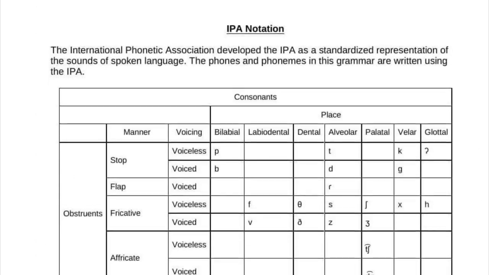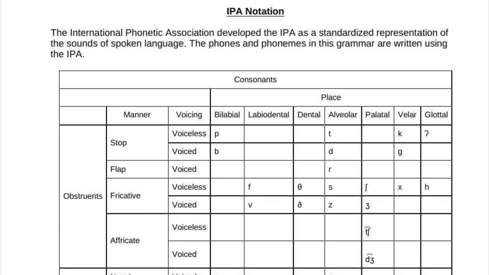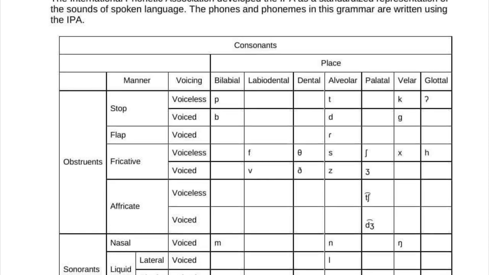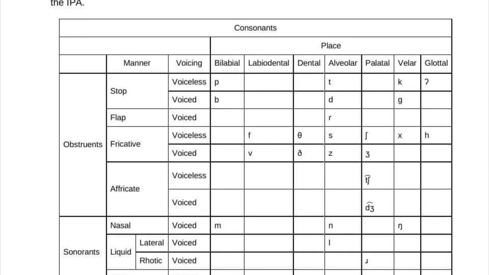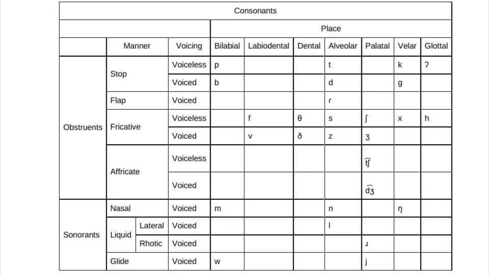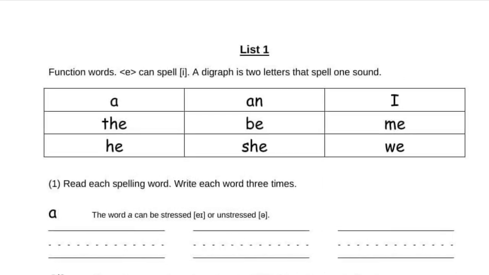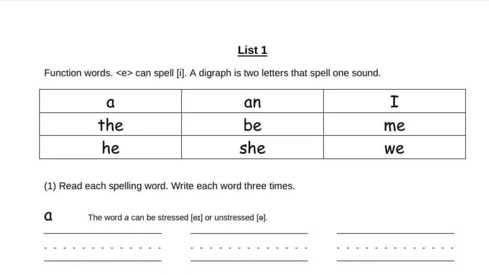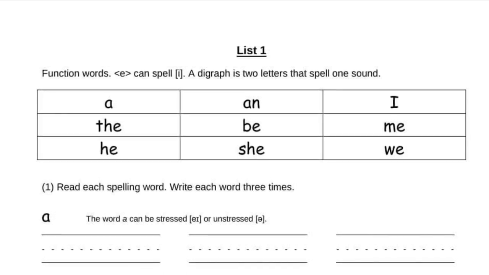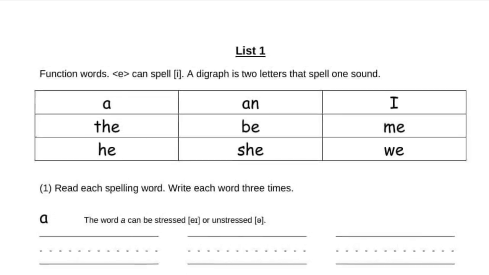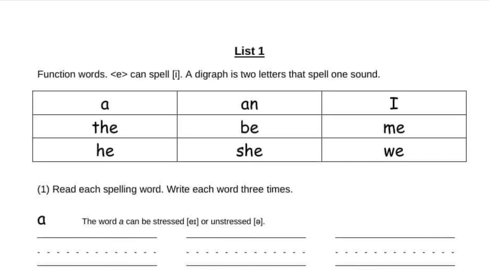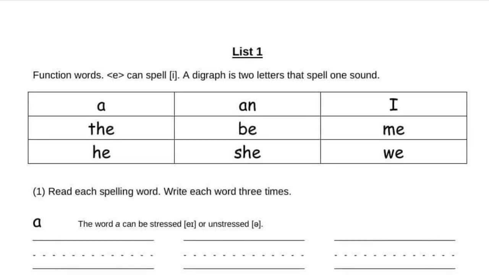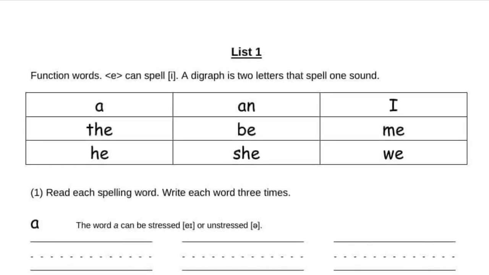Many dictionaries use IPA to show pronunciation, so learning IPA notation is another beneficial skill that comes from using the Teach a Student to Spell program. Each list begins with a statement of what is taught by the words in the list, followed by the word list. For example, List 1 includes function words, that the grapheme E can spell E, and that a digraph is 2 letters that spell one sound.